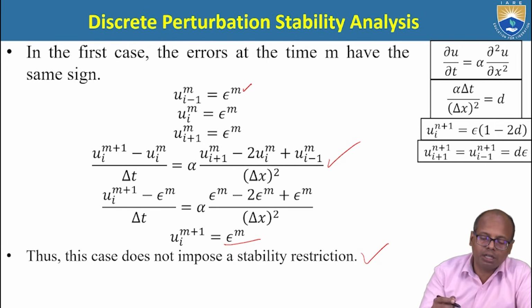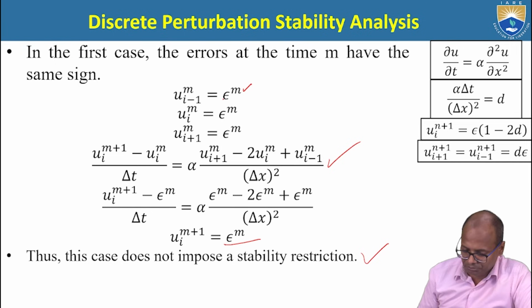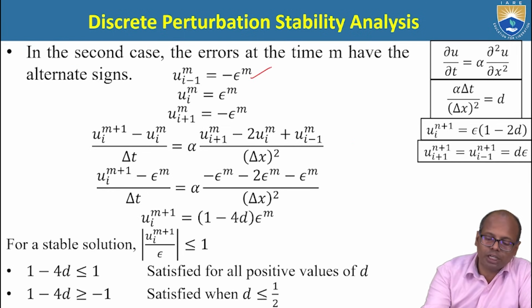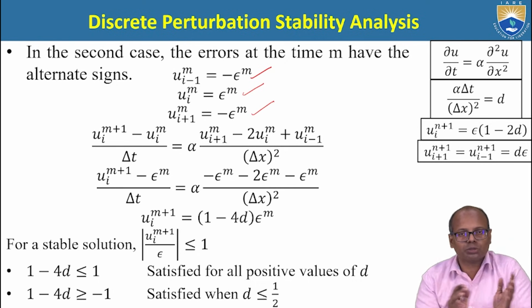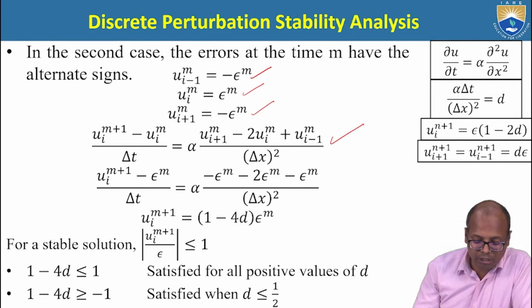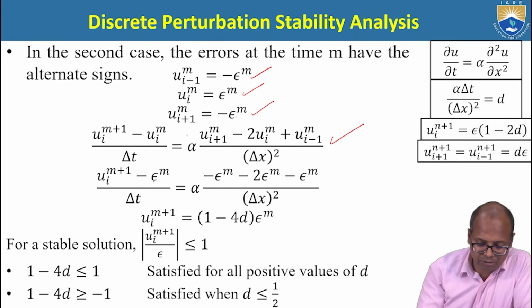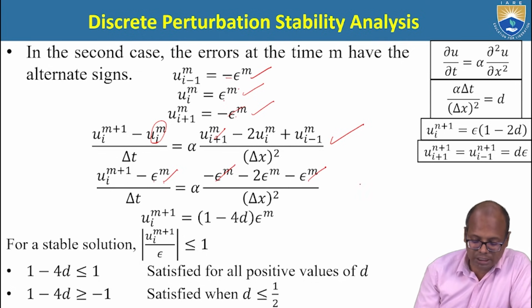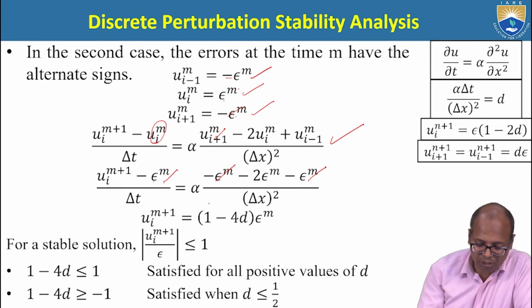Now we will see the other one where the signs are opposite. So at i minus 1th location it is minus, at ith location it is plus, and at i plus 1 location it is minus. So the sign is alternating. So in this case, if I substitute these values into our FTCS equation, what is happening here? This is minus epsilon power m, this is epsilon power m, and this is minus epsilon power m. If I substitute all these and simplify, what will happen?